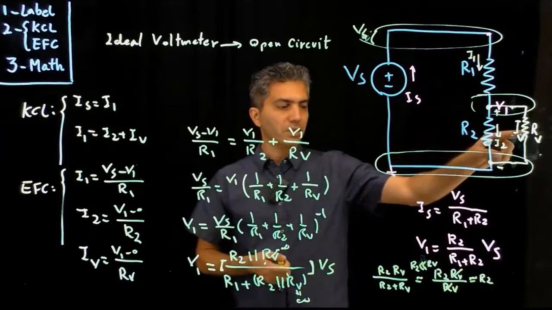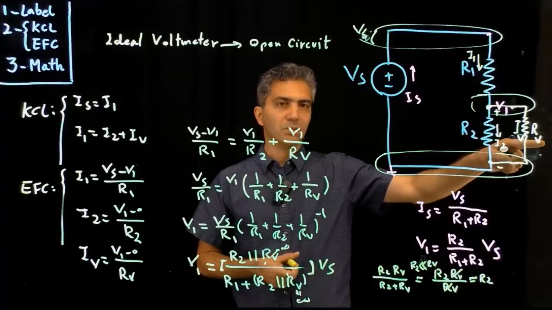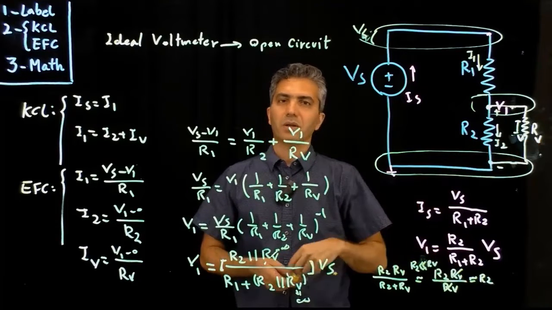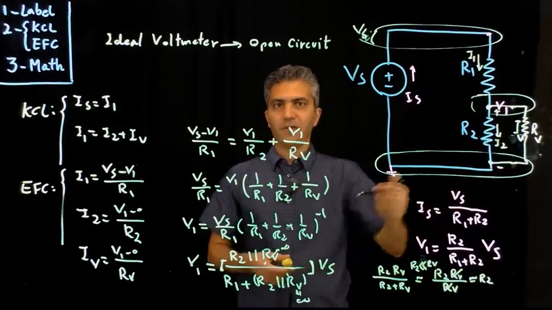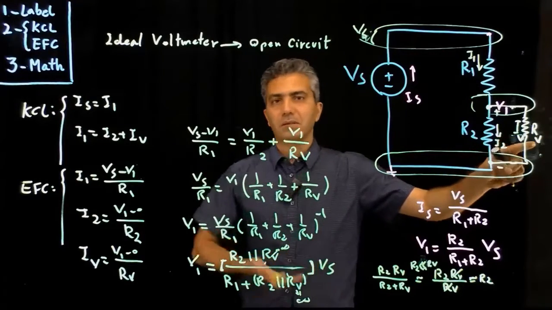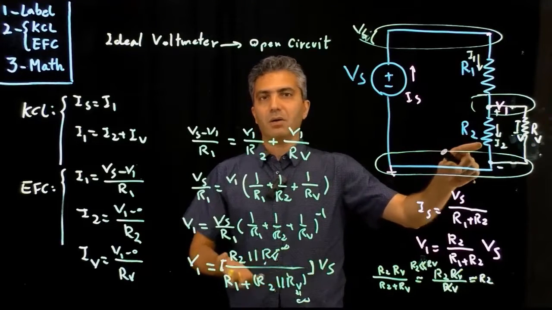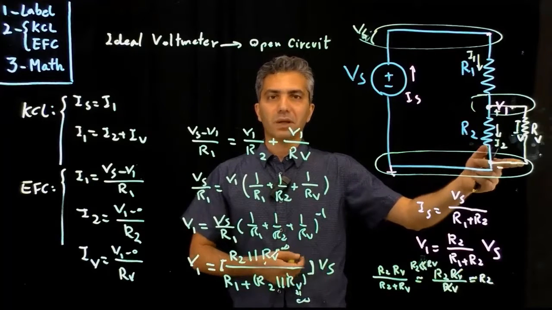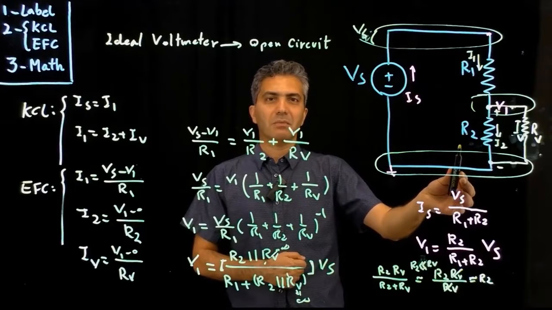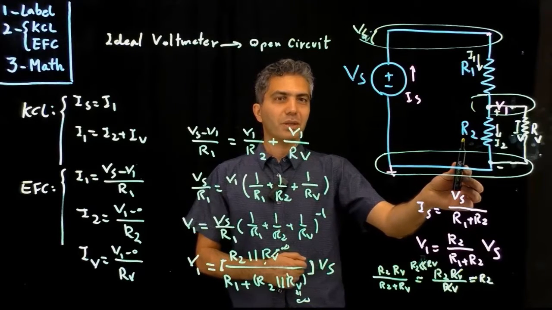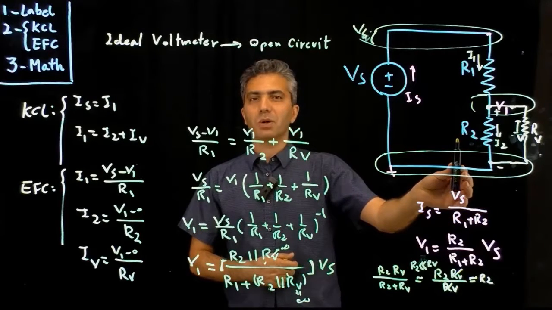So obviously the smaller R2 is with respect to RV, the more accurate my measurement would be, given that I can't have RV of infinity. So let's say RV is 10 mega ohm. Now measuring 1 ohm, 10 ohm, 100 ohm, I would imagine that would be relatively accurate. But once it gets to the mega ohm range, now R2 at that point is actually comparable to the value of RV. For example, let's say R2 is 1 meg.